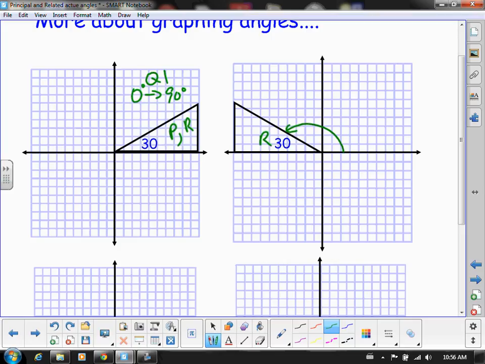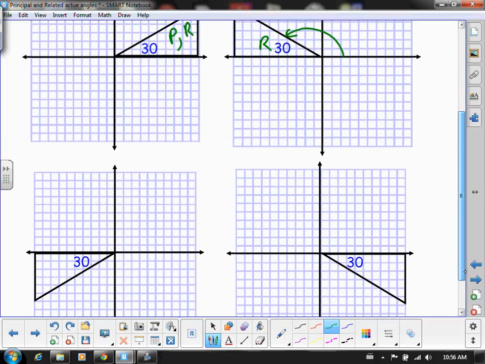But my principal angle, if I had gone the whole way, I would have been 180 degrees. So your principal angle is going to be 180 minus 30, which equals 150. So the actual angle you're looking for is the 150, but we're using the 30 to help generate it.